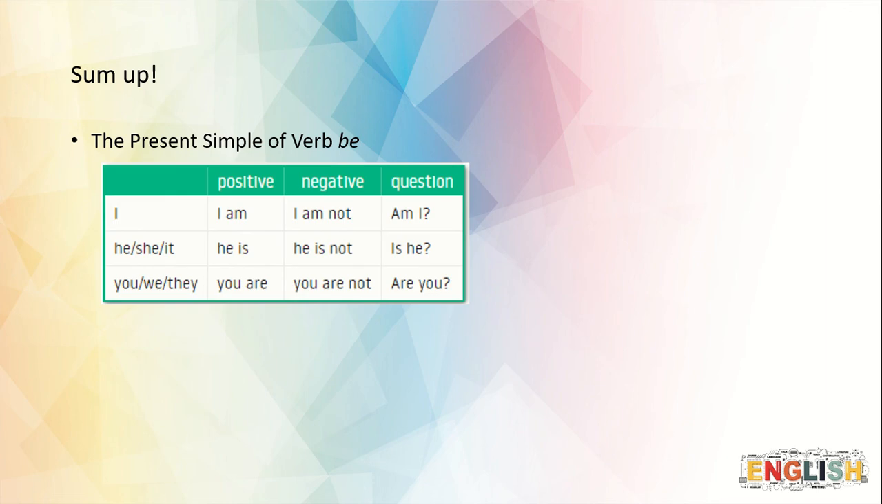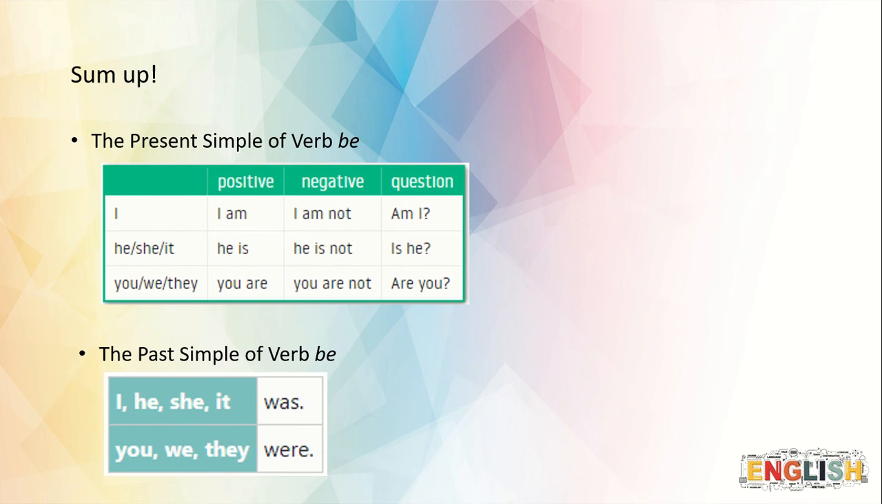Now, let's sum up what we've revised. We've revised the present simple of verb be, and that can be summarized in this table. We have the positive, the negative, and the question. I am, we make it negative by adding not, and we form the question by reversing the word order. And then we looked at the past simple of verb to be, and it can be summarized in this table.